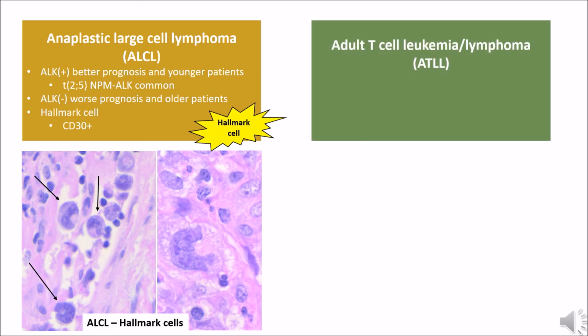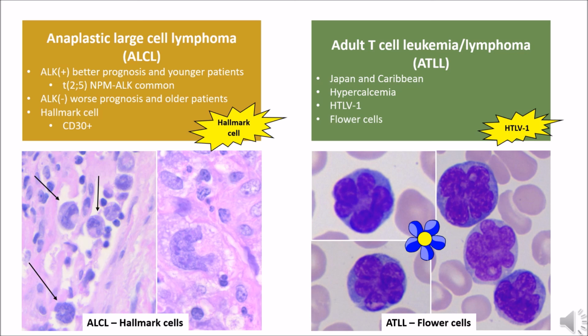Adult T-cell leukemia lymphoma is associated with the human T-cell lymphotrophic virus type 1, HTLV1, with a high prevalence in endemic areas including Japan and the Caribbean. An important laboratory finding is hypercalcemia, which is caused by secretion of cytokines stimulating osteoclasts to resorb bone. When the peripheral blood is involved, the characteristic cell is the polylobated flower cell, with the lobes looking like the petals of a flower.